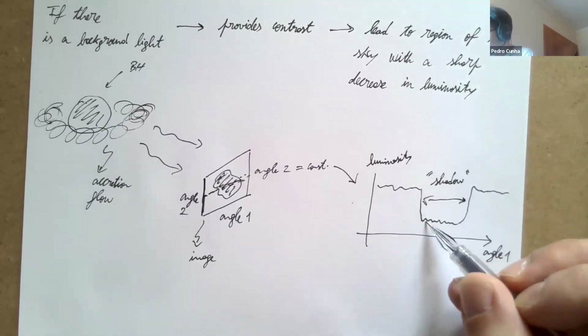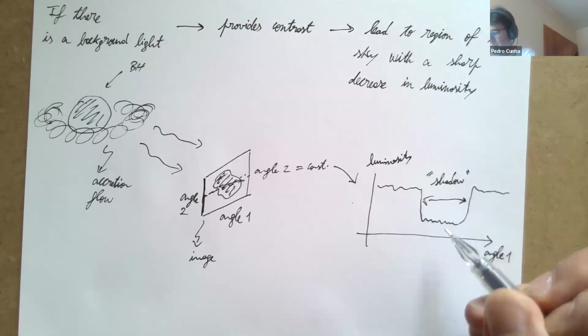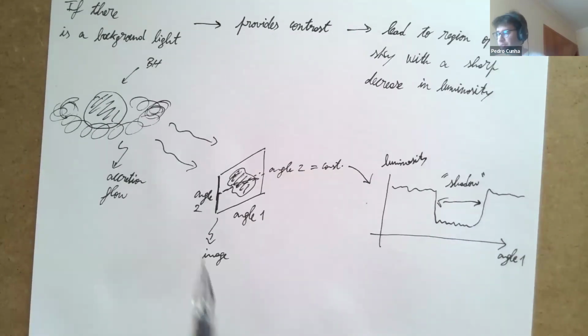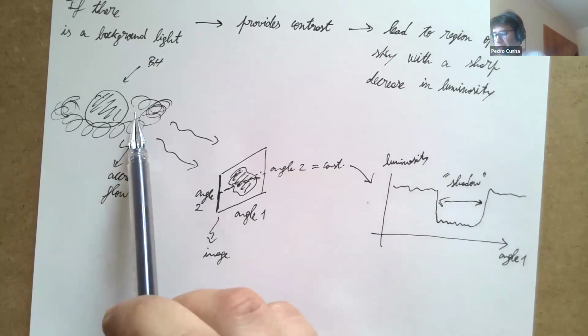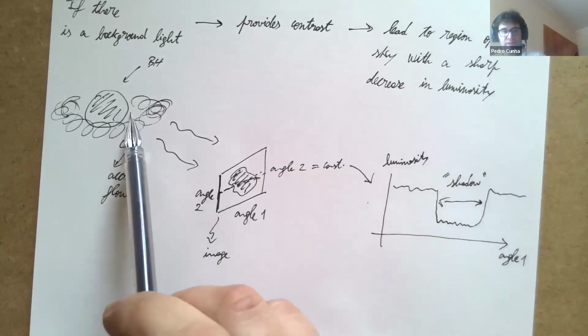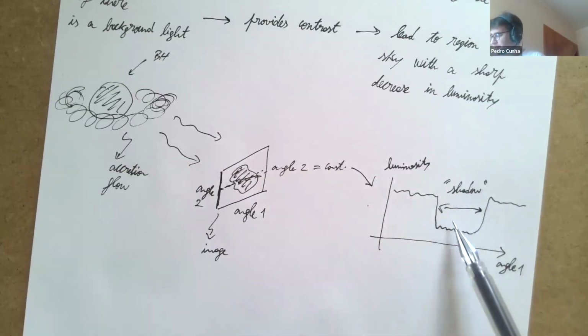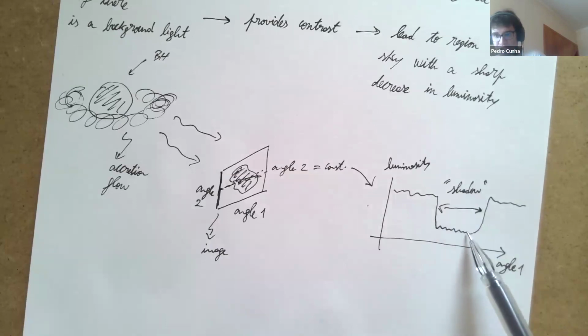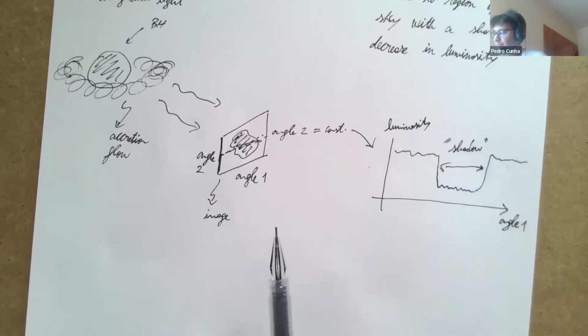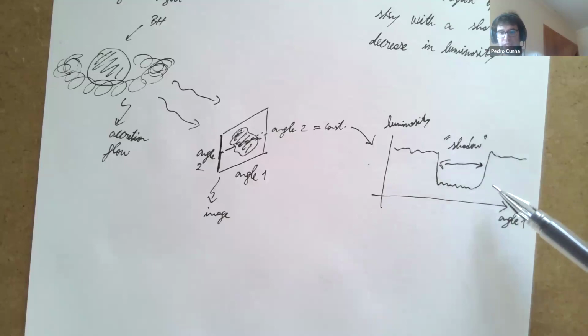Notice that luminosity here is not exactly 0, because often there could be radiation being emitted directly in front of the black hole. So the luminosity in the shadow doesn't have to be exactly 0, but typically you would expect to see a sharp decrease in luminosity because of the presence of the black hole.